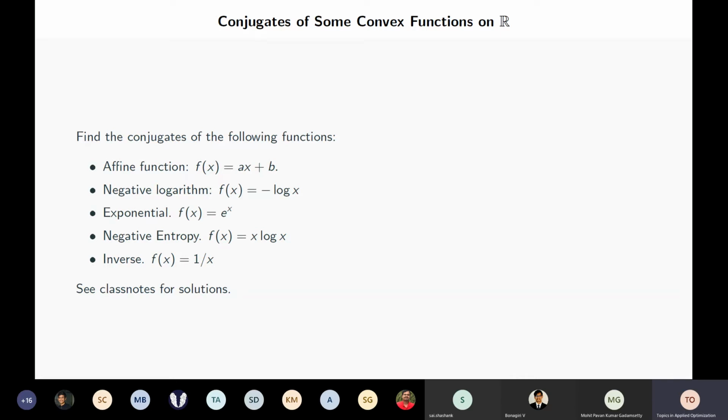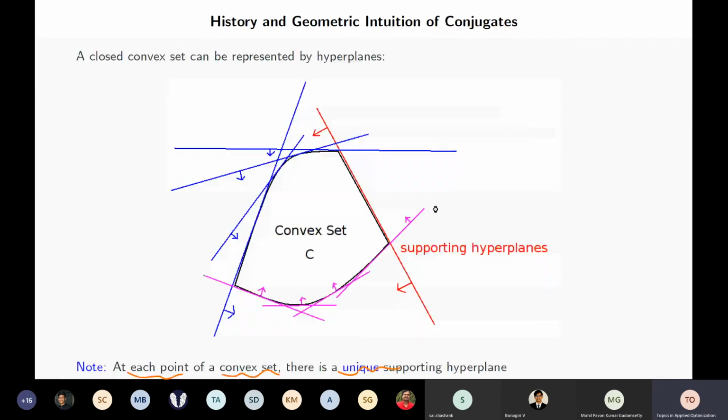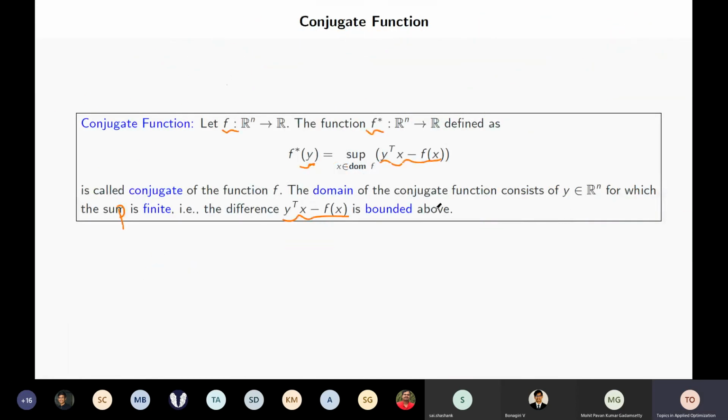It may not help to go into conjugates for these functions, but for practice, we may want to know how we can find conjugates for this function, right? So for the conjugate functions, let us look into the definition. What was the definition of the conjugate function? Let us go a few slides back, and this is the definition of the conjugate function.